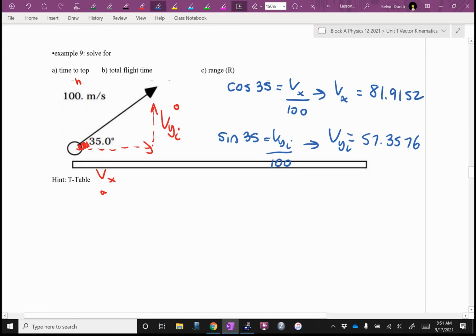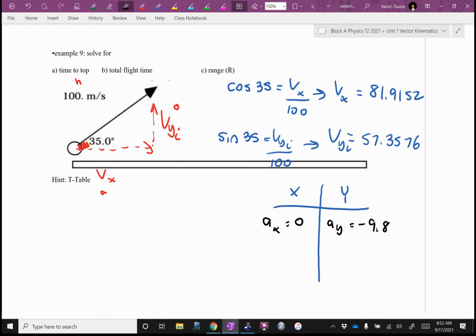I wrote down here, hint, t-table. Horizontal, vertical. What are the 2 physics no-brainers that I can write without even reading the question? What's Ax? What's Ay? I can write those down every time, unless I'm on the moon or something, but on the test at least, you'll always be on the Earth. I might have put you on the moon in one question in the homework. There, it's not negative 9.8, it's negative 1.6, but otherwise the same physics.